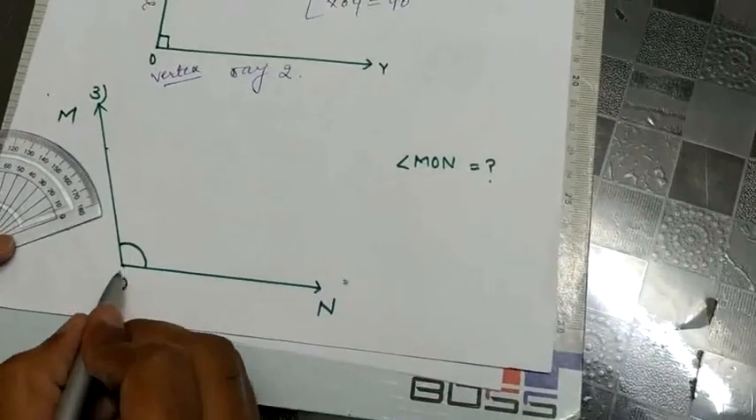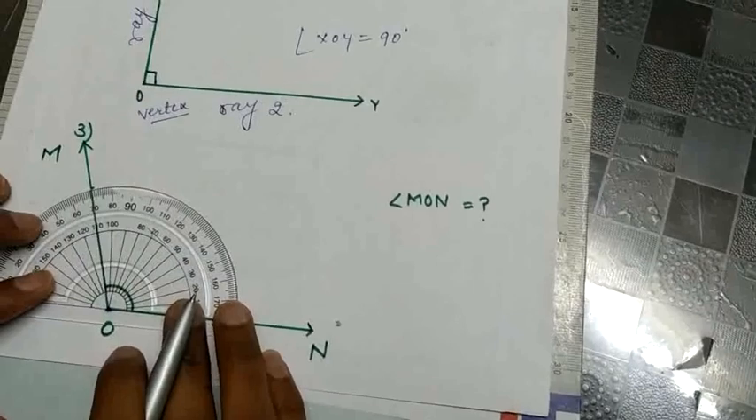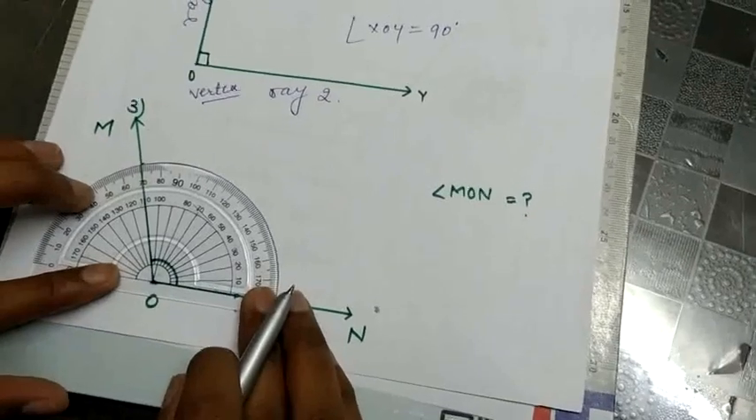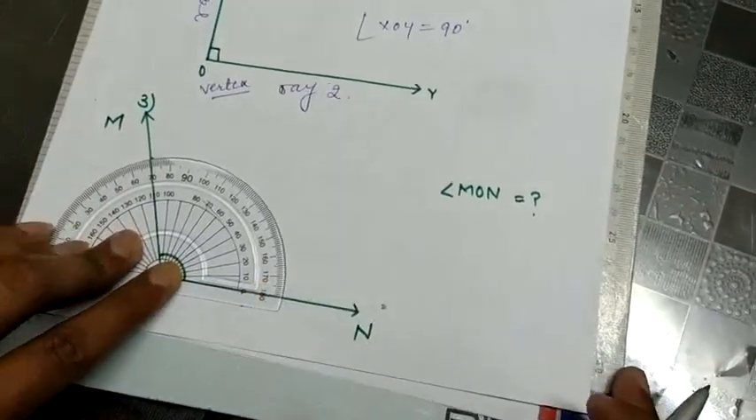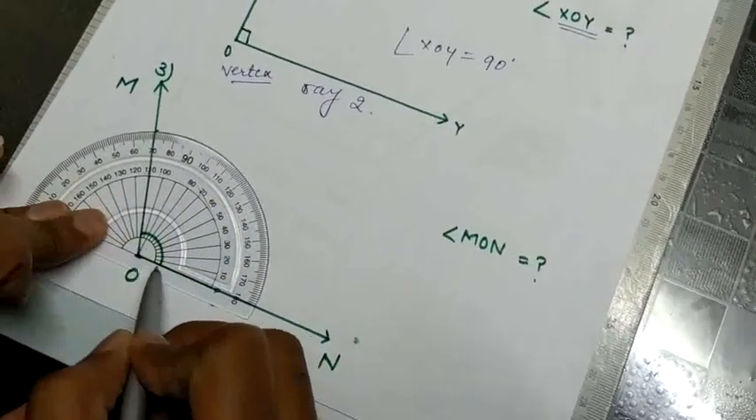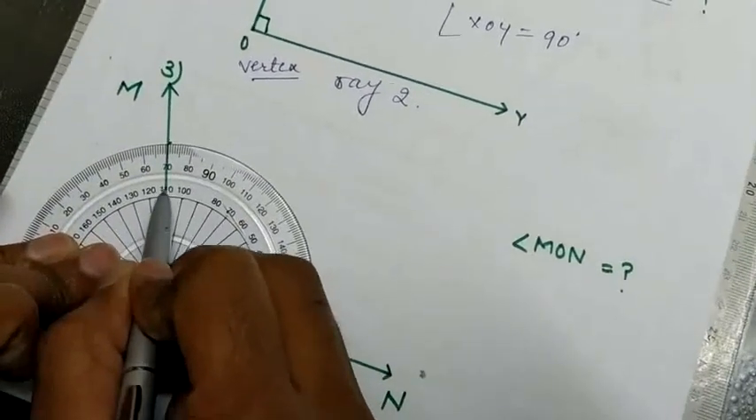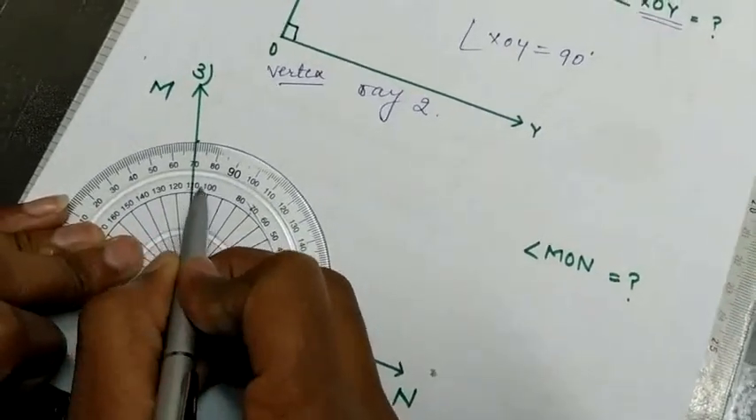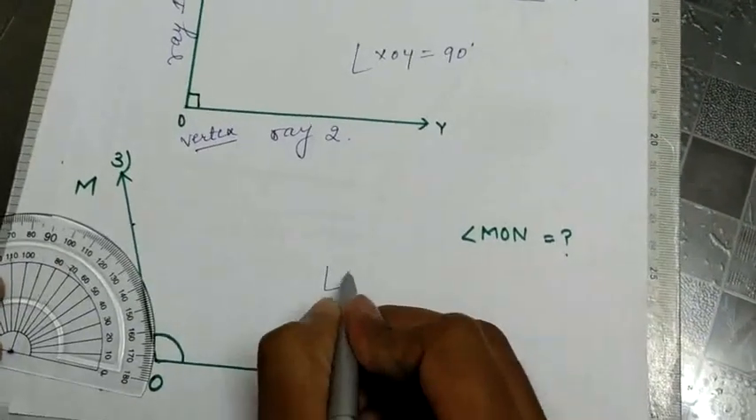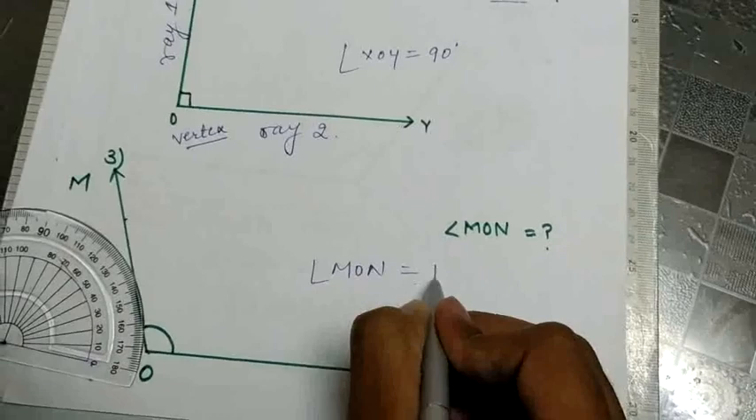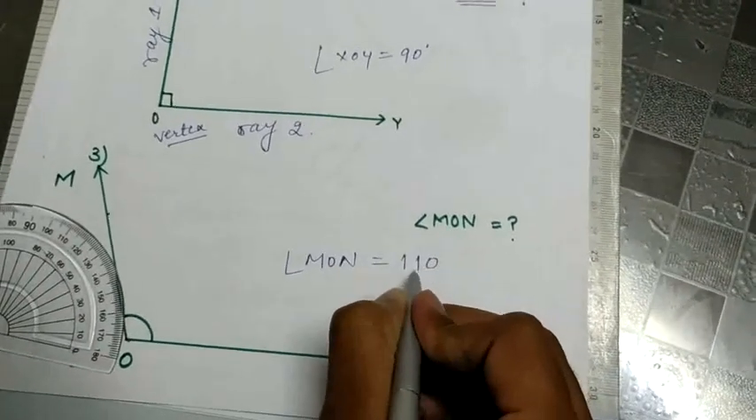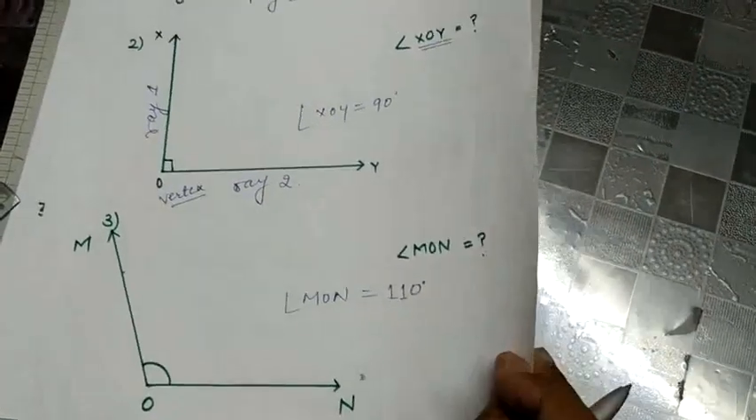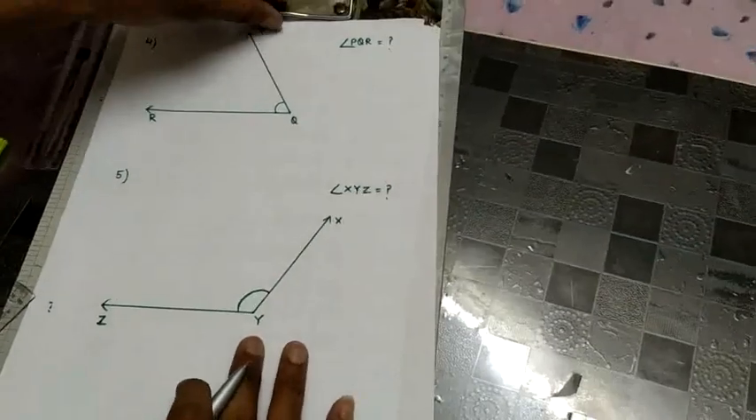Now we will measure this angle. Look at this. This is the bottom line and we will put the protractor on the vertex of the angle and match the bottom lines of both protractor and the angle. Look at this. This angle is going through 110 degree. So the angle of MON is 110 degree. Now we will measure a few more angles.